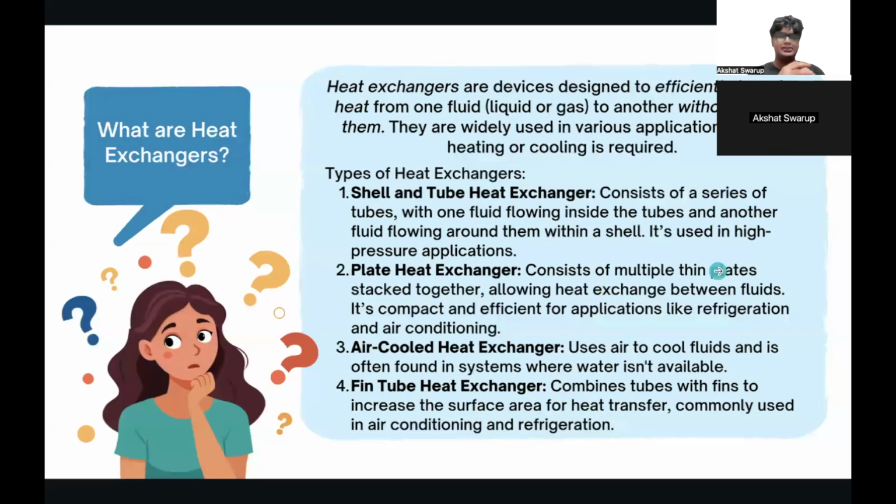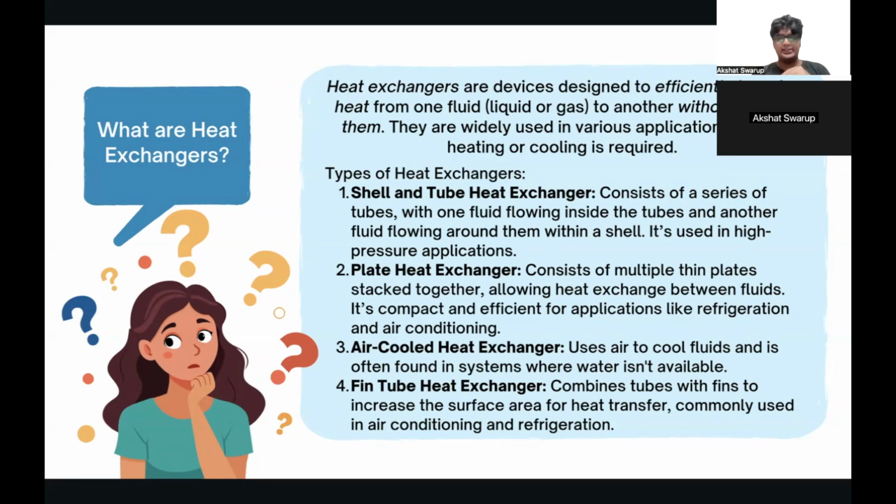What are heat exchangers? Heat exchangers are devices which are designed to transfer heat from one fluid to another. There are multiple types of heat exchangers, which are as follows. Shell and tube heat exchanger, which consists of a series of tubes with different fluids at different temperatures flowing through them, and they transfer heat amongst themselves.